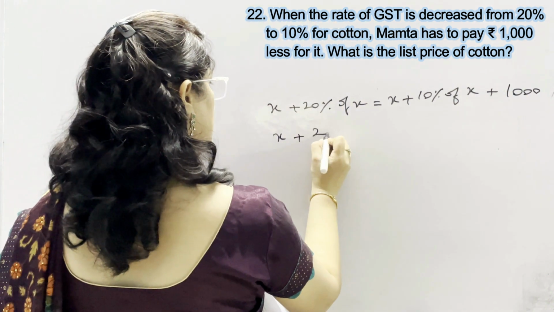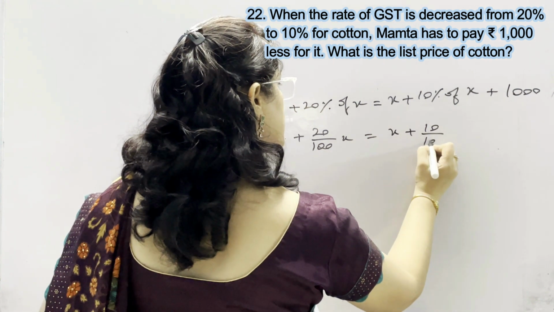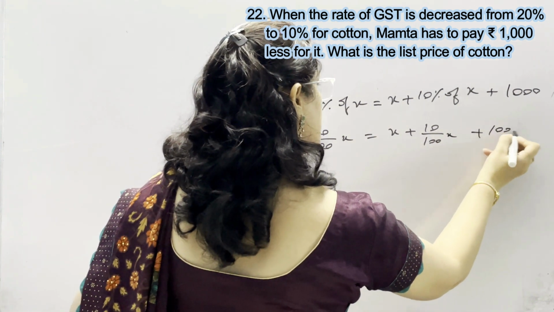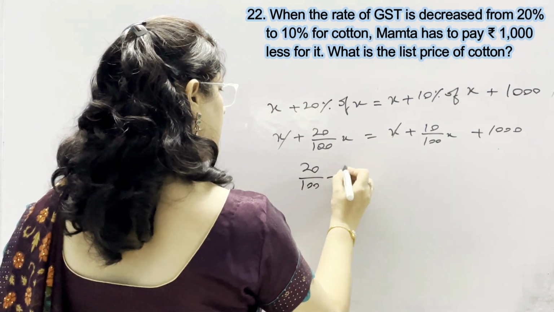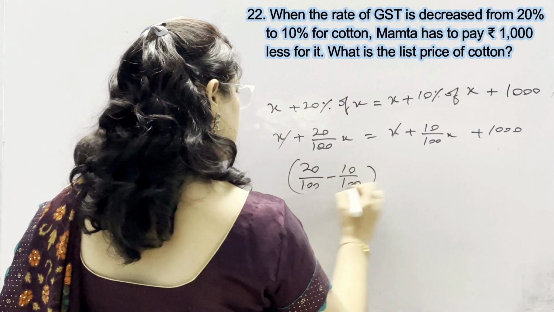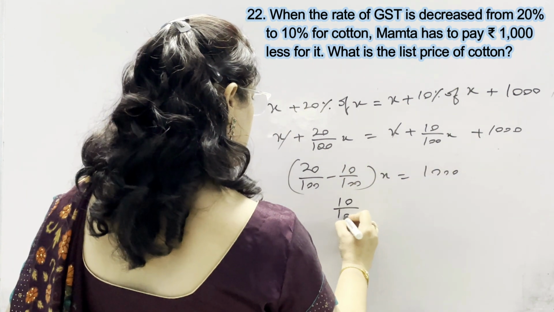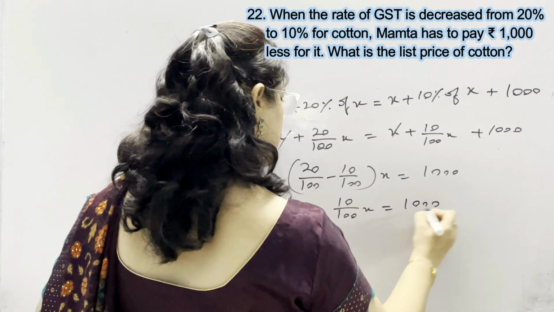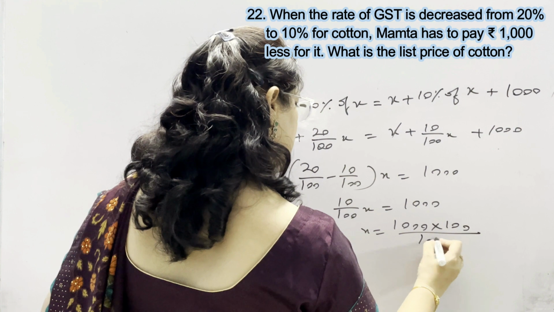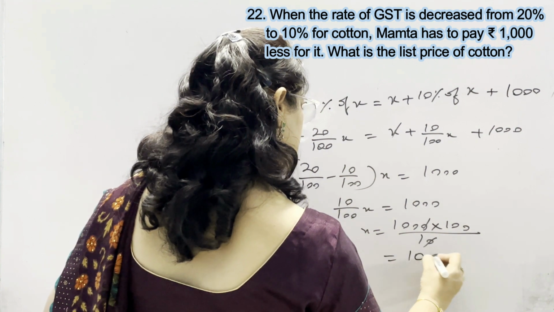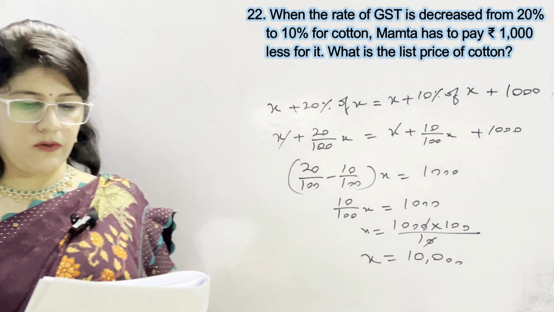After calculation, 20 upon 100 x is equal to x plus 10 upon 100 x plus 1000. After cancellation, 20 upon 100 minus 10 upon 100, x is equal to 1000. So 10 upon 100 x is equal to 1000. x is equal to 1000 into 100 divided by 10. It means 10,000 rupees. So x is equal to 10,000 rupees.